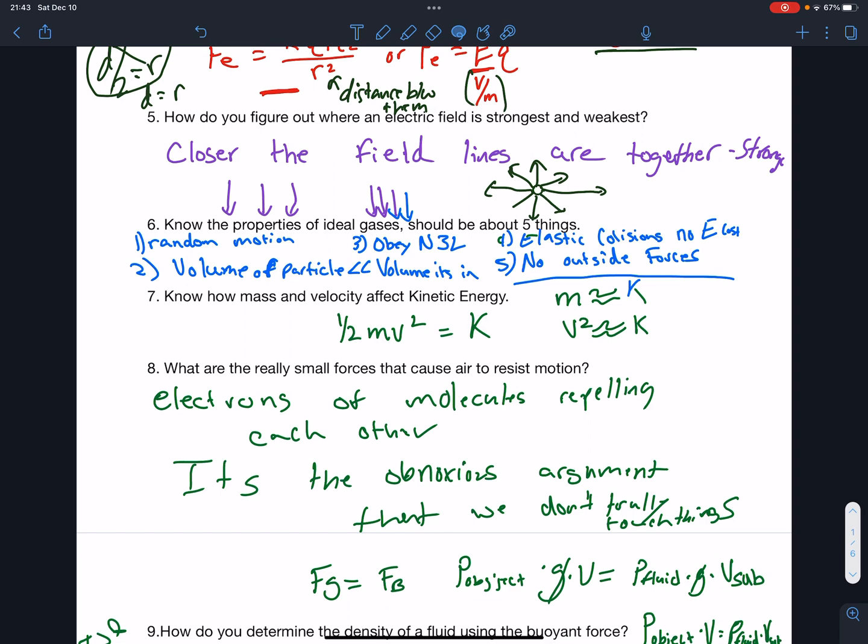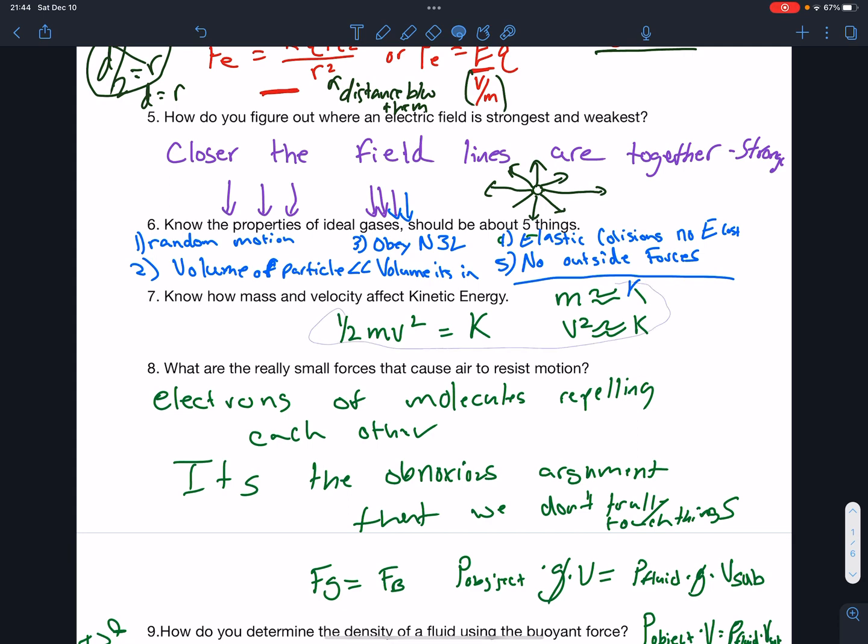Number 4, they are elastic collisions with no energy lost. So whenever the particles collide with each other, you don't have any heat formed. They're just colliding and bouncing off each other, just kind of like idealized billiard balls on a billiard table. No energy is lost in the collision. And then finally, you're not adding any outside forces on the system whenever you're dealing with an ideal gas.